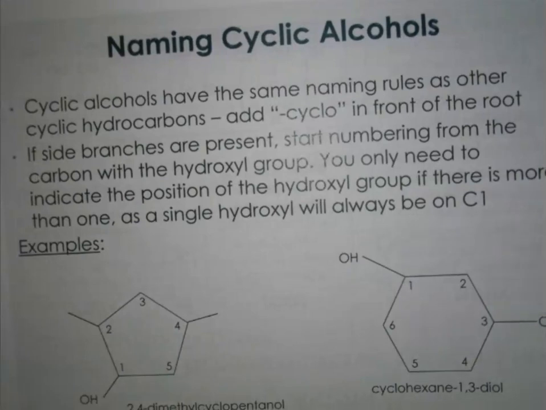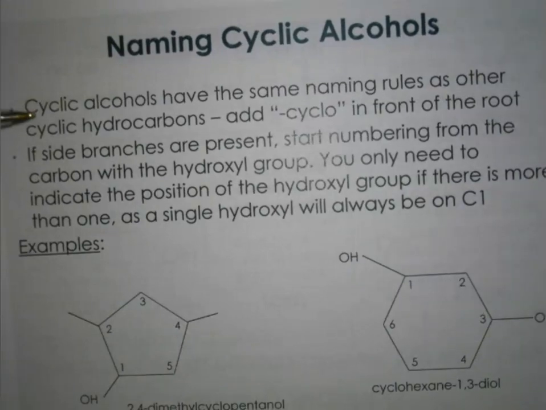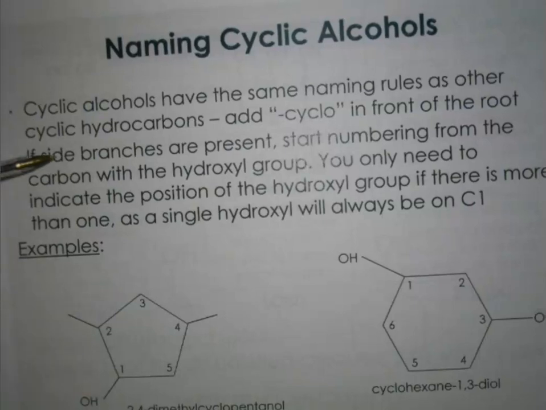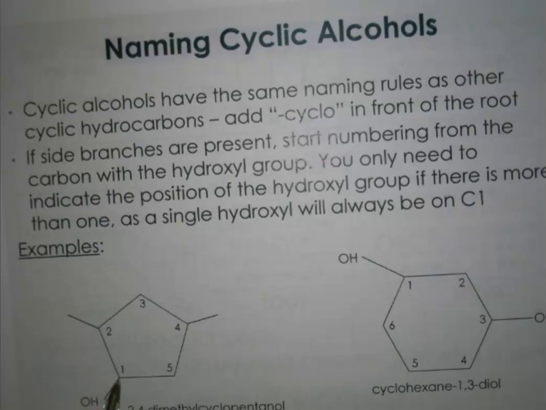In terms of naming, cyclic alcohols have the same naming rules as other cyclic hydrocarbons, so you add that cyclo in front. If you have side branches present, start numbering from the carbon with the hydroxyl group. So if there's only one hydroxyl group, you don't need to indicate its number. For this one, for example, it's always going to be carbon 1, right? You always start with the hydroxyl group, so that's why you don't need to number it for a cyclic hydrocarbon. Okay, so we just have 2,4-dimethyl, still the numbering for the other groups, but not for the hydroxyl group.